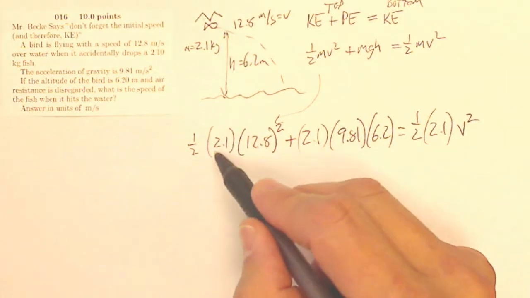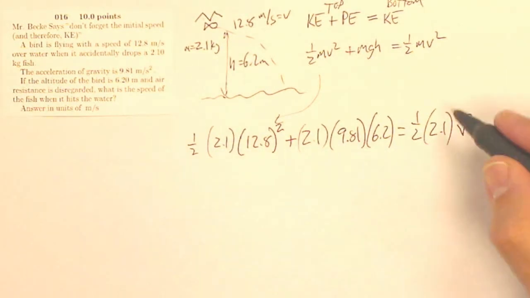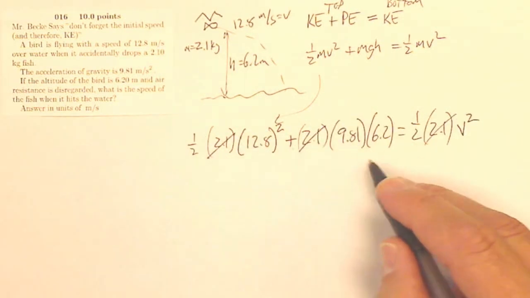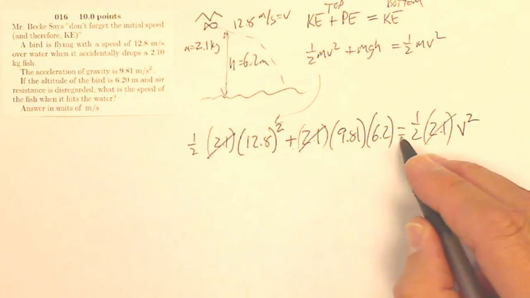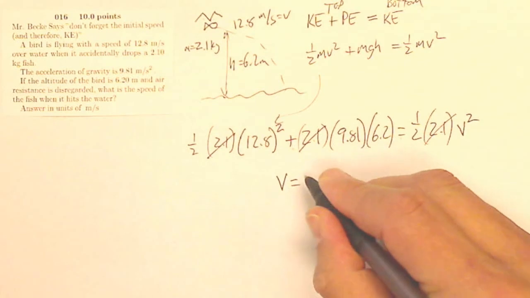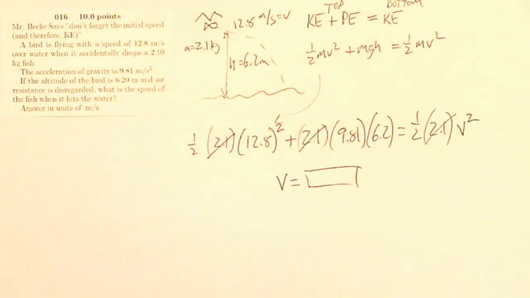Now you might notice that mass is here and mass is here and mass is here, so you really don't need that at all. So you can do 1/2 of 12.8 squared plus 9.8 times 6.2 equals 1/2 v squared, double it, square root it, and you'll get yourself the final velocity of the fish. A lot easier than a projectile motion problem if you do it with energy.